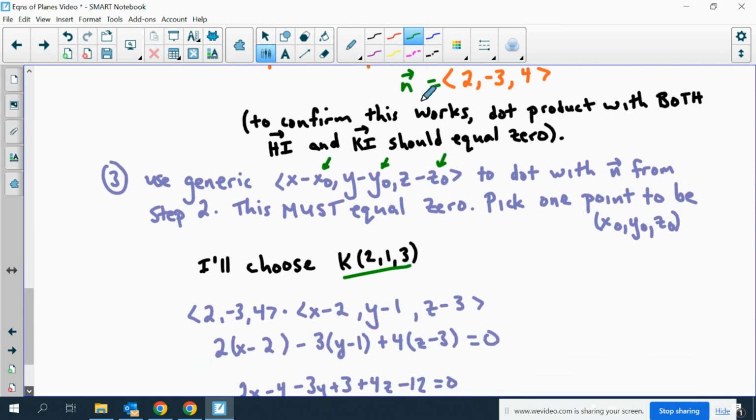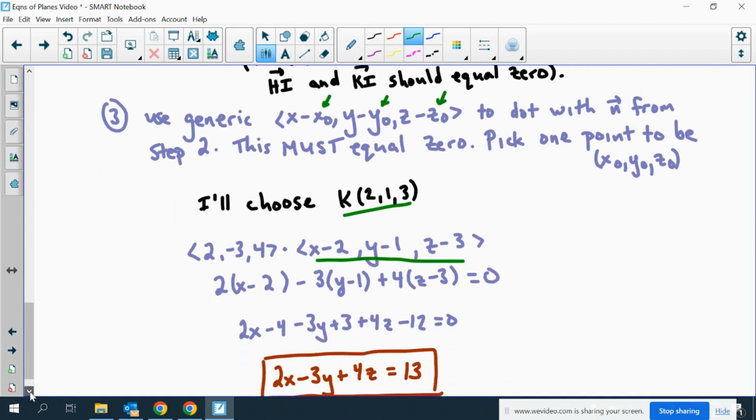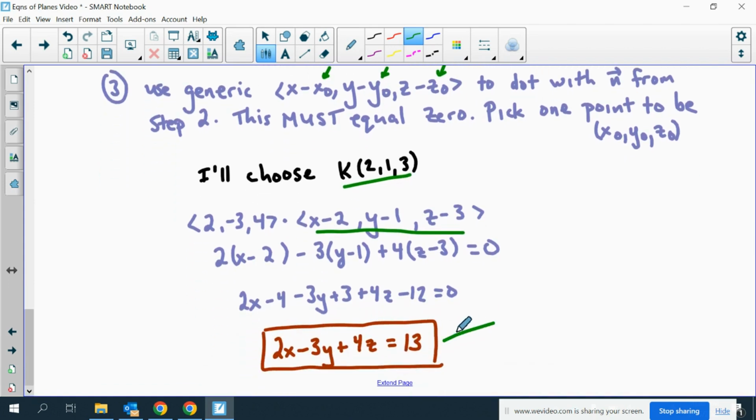So I'm going to dot this normal vector with x minus the x value of K, y minus the y value of K, and z minus the z value of K. So this is my generic vector that's always on the plane. Then I do the dot product, 2 times x minus 2, negative 3 times y minus 1, and 4 times z minus 3. Then you simplify, and you get the equation of your plane.